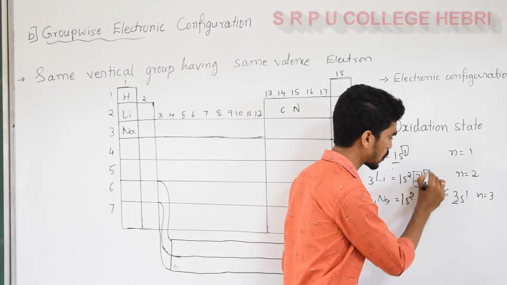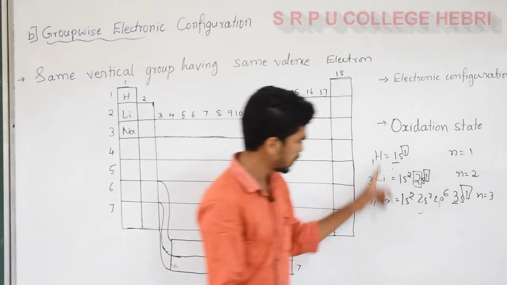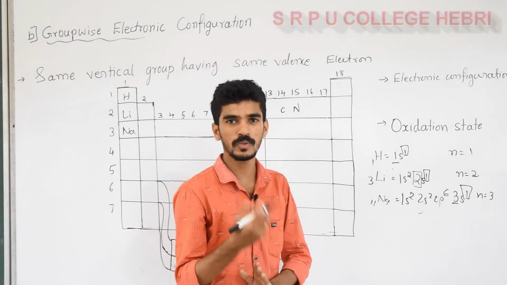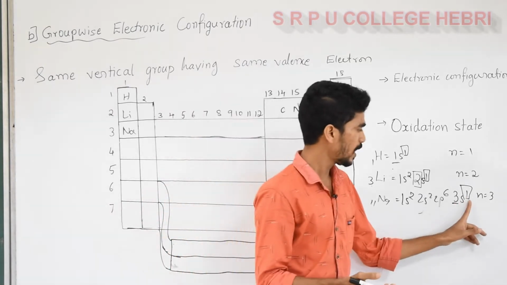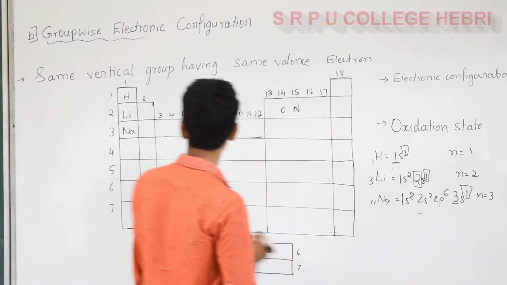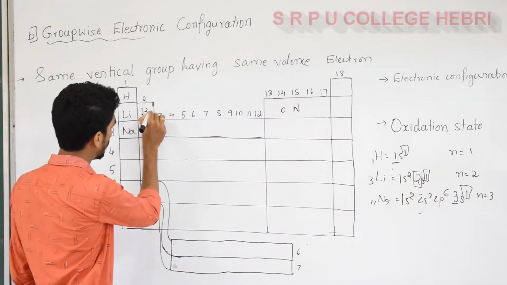Only one electron in these three elements. You can consider all elements in the first group. If you take any element in the first group, the valence shell should be the same: 1, 1, 1. I will take one more example after lithium.